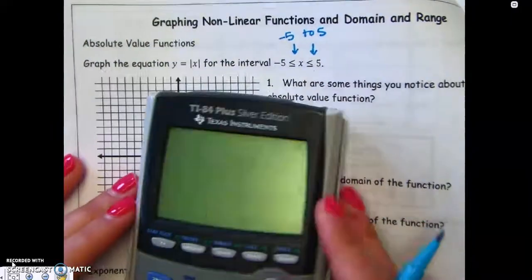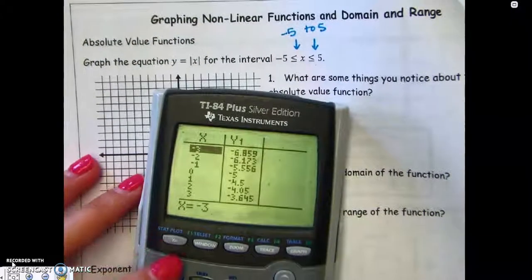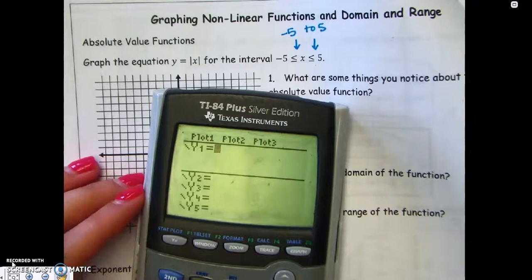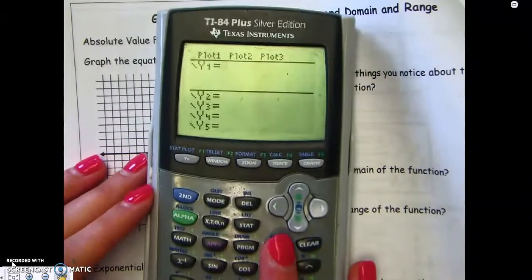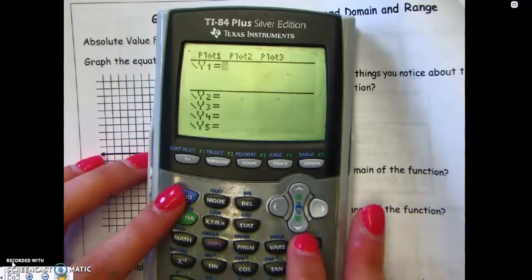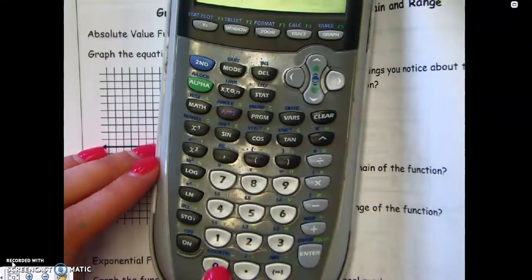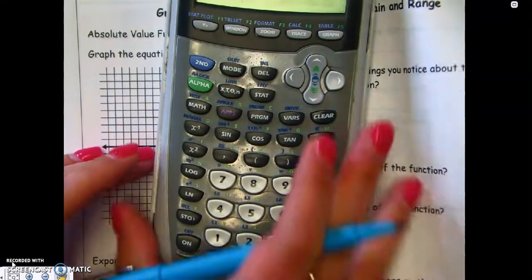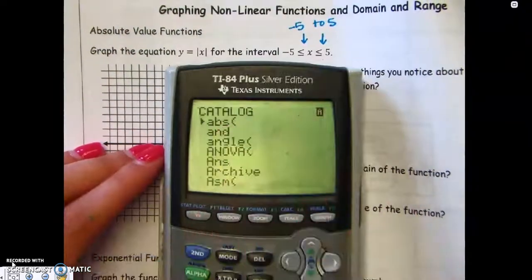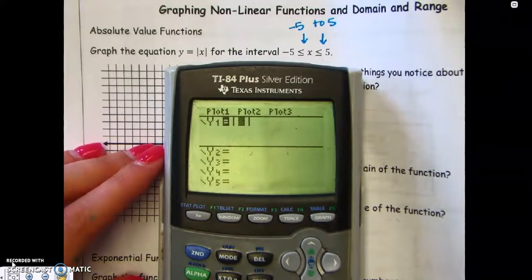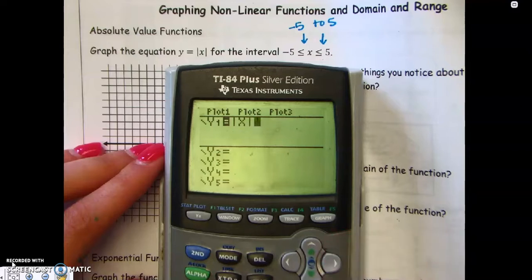Anytime you're going to graph, you're going to go to y equals. The easiest way to get to absolute value is to go to second and then 0, which says catalog. ABS stands for absolute value. It's the first one, and then it should give you the absolute value symbol. And then I'm just going to put X in the middle of it there.